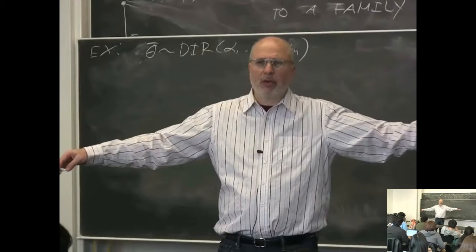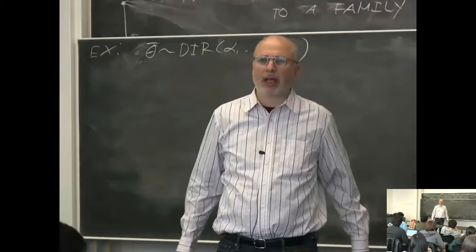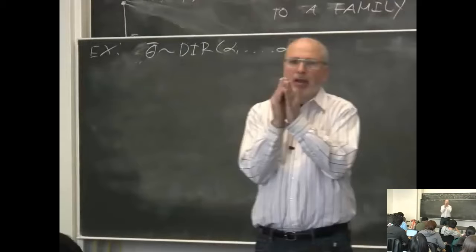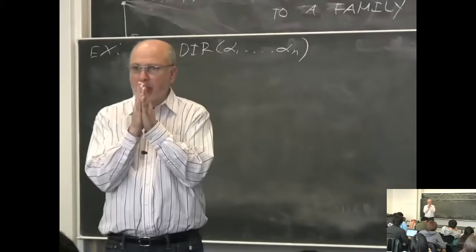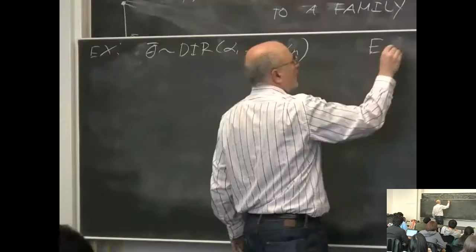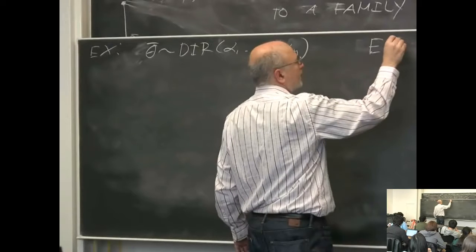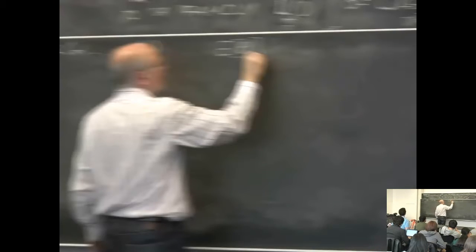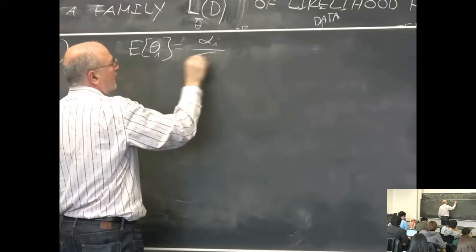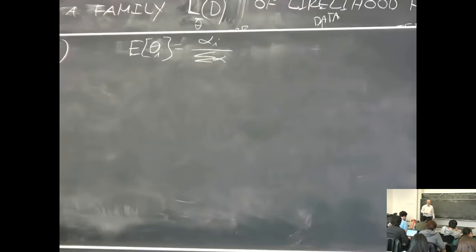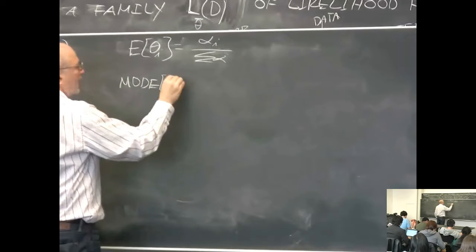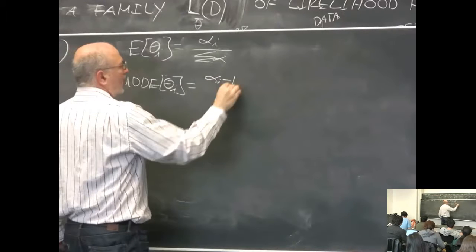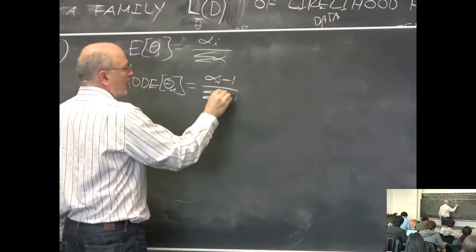Is that right? No, it's the opposite. It's exactly the opposite. What am I saying? As alpha goes to infinity, it tends towards a very peaked distribution. Where is the mean of the distribution? So the mean for each theta I, we said, is alpha I over the sum of the alphas. And the mode of theta I is alpha I minus 1 over the sum of the alpha minus 1s.